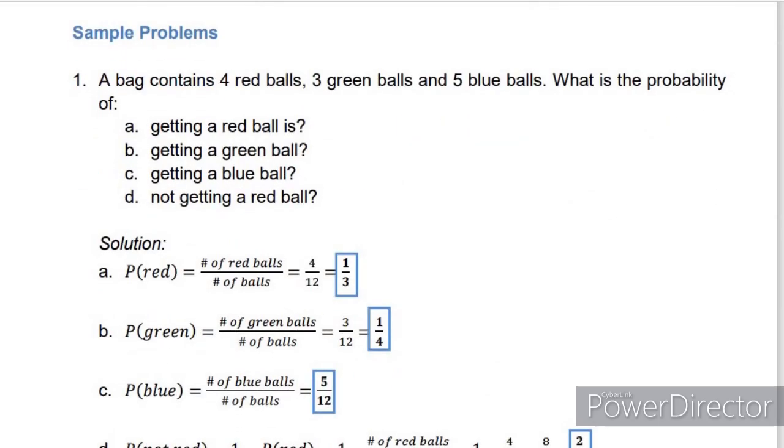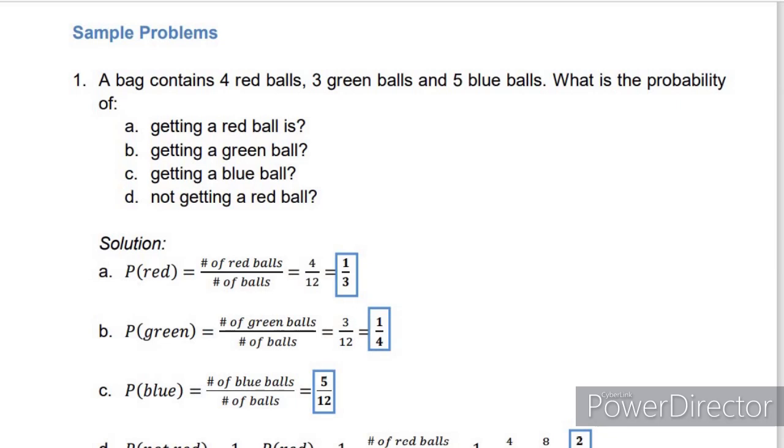Next, we go now to the sample problems. For the first sample problem, a bag contains 4 red balls, 3 green balls, and 5 blue balls. What is the probability of A, getting a red ball? So first, the solution: the probability of getting a red ball is equal to the number of red balls, which is 4, over the number of all the balls, which is 4 plus 3, 7, plus 5 is 12. So the probability of getting a red ball is 1/3.